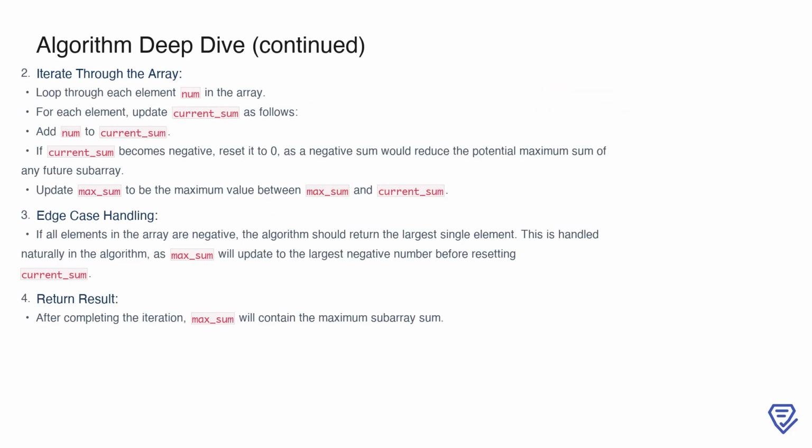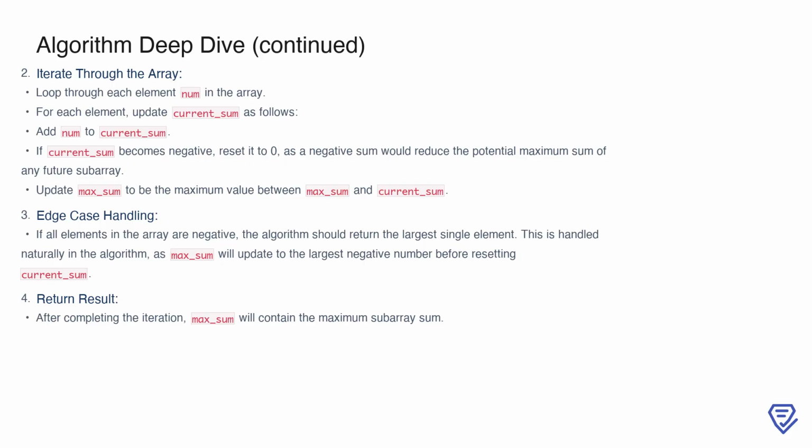Next, as we iterate through the array, we process each element, updating current_sum by adding the current element, number. If current_sum becomes negative at any point, we reset it to 0. This is because a negative sum will only reduce the potential maximum sum of any future subarray, so it's better to start fresh. Concurrently, we update max_sum to be the higher value between its current value and current_sum. This ensures we are always tracking the largest sum encountered so far.